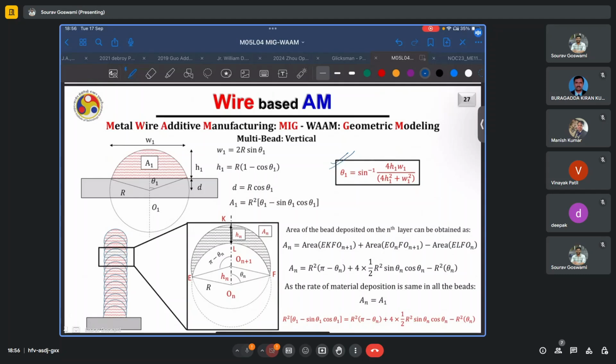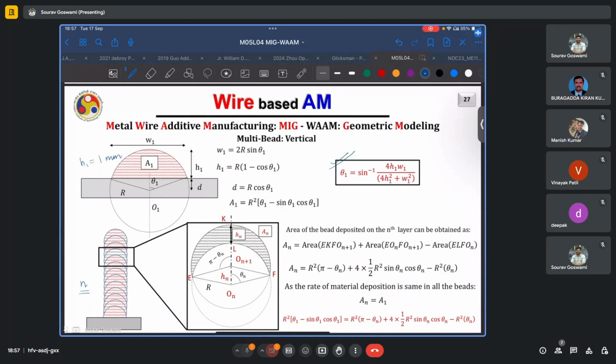However, this was the first bead which was deposited on a flat substrate. We want to calculate the area or the height of any intermediate bead which would have been deposited after some n number of beads. Typically, why we want to perform this exercise is, say, when I deposited this single bead, the height h1 which I was getting was equal to, say, 1 mm. I want to build a part with a total height of 10 mm. So do I just need to deposit 10 such beads?